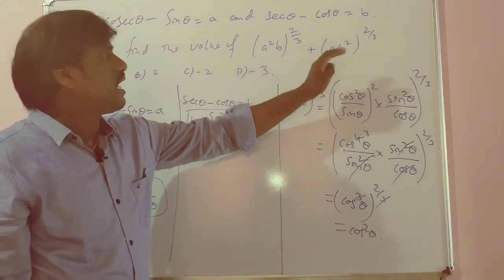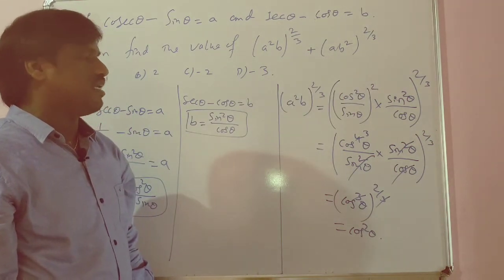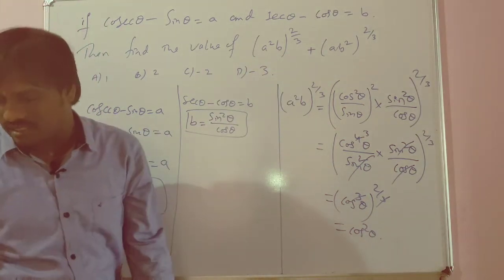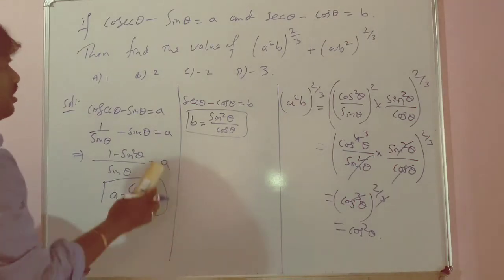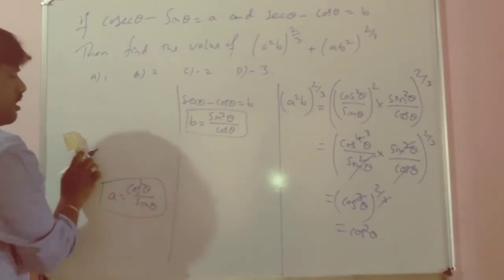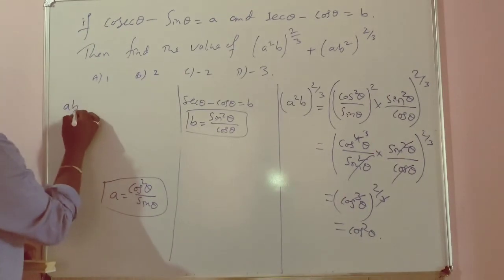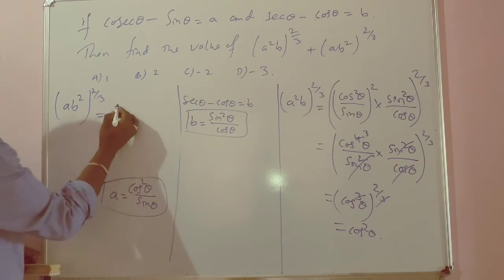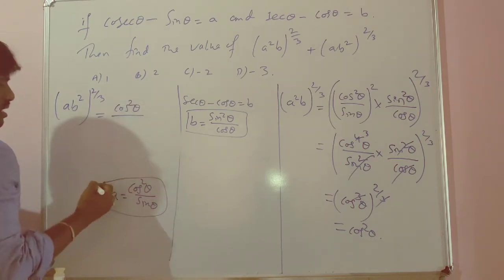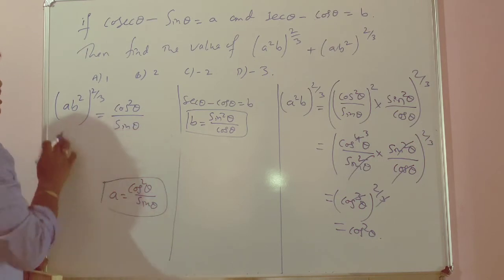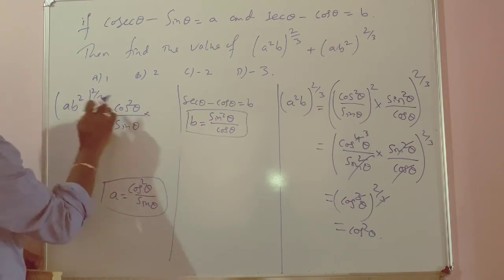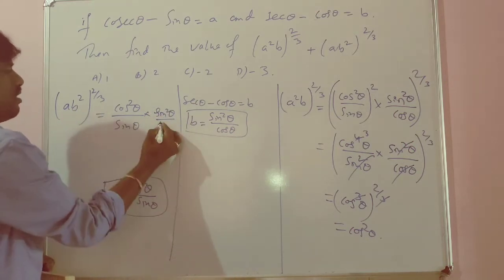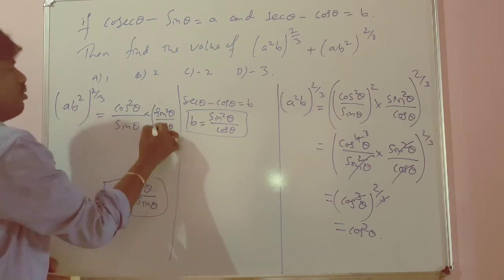Same way you can find AB square to the power of 2 by 3, and then you have to add both, and then that is your final answer. So right now I am taking the second one, that is AB square to the power of 2 by 3. What is A here? Cos square theta divided by sin theta. This is A into B square. B square is what here? Sin square theta divided by cos theta, and you have the whole square.